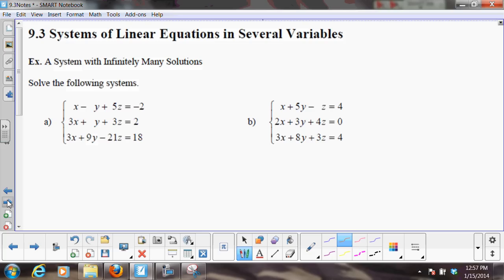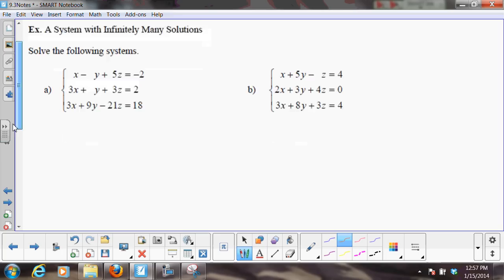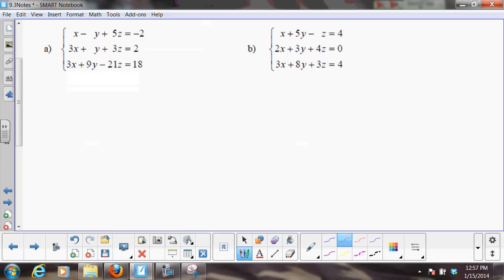Then here's one with infinitely many solutions. We're going to do one of these. We'll do A. So hopefully I have enough room to get A done. I need to get rid of this 3x, so I'm going to take negative 3 times row 1 and add it to row 3.